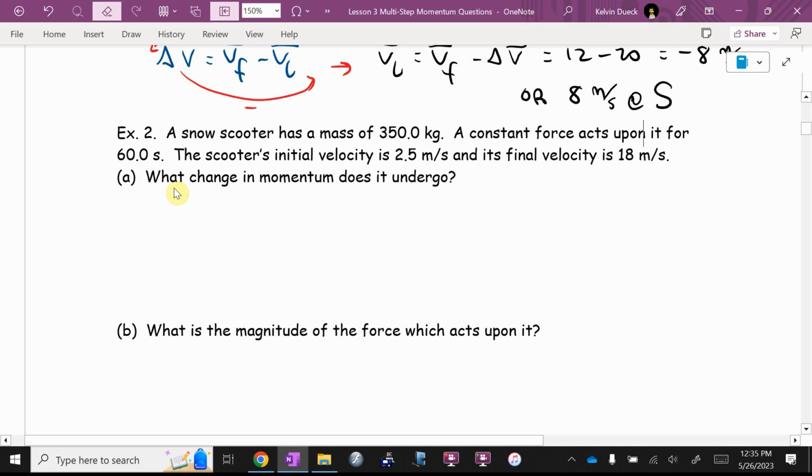Yeah. Oh, were you overcomplicating? No, you would never overcomplicate something. Okay. Okay. Sure, we believe you. Change in momentum, I abbreviate delta P.